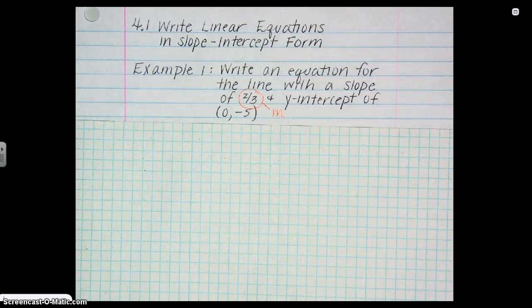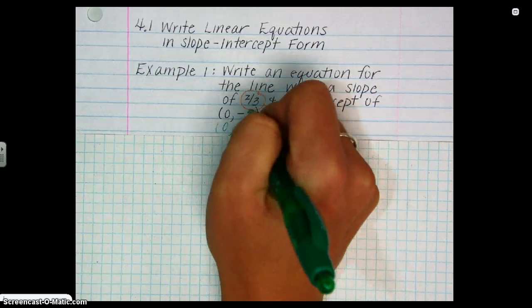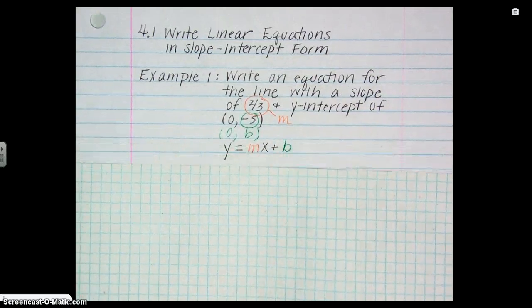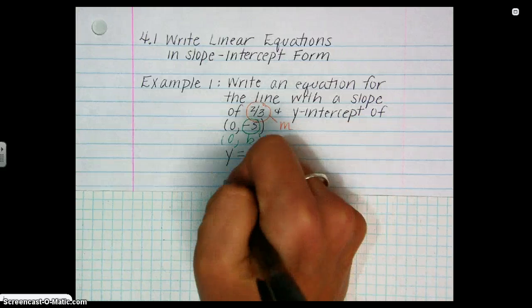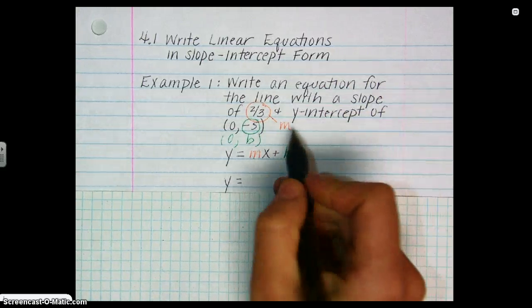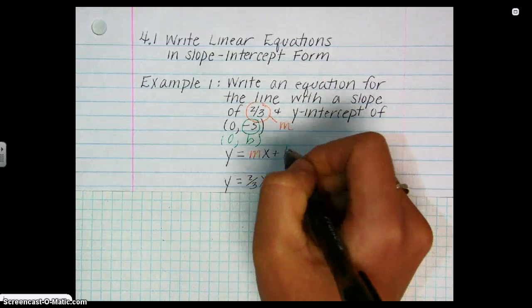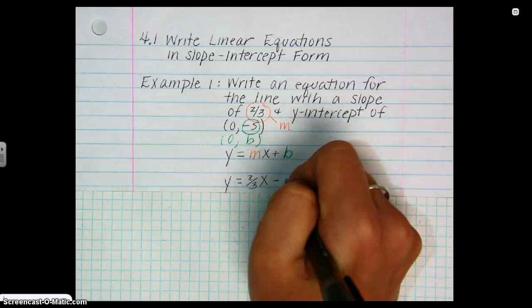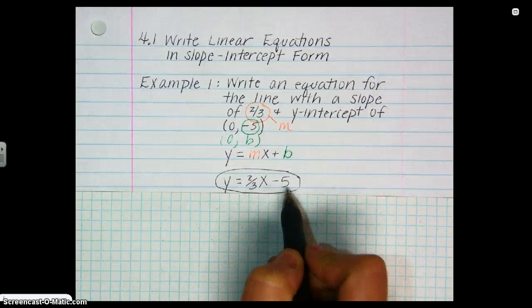And then we're also given the y-intercept, 0, negative 5. So that's 0, comma b. So technically this negative 5 is the b. So all we need to do is take the form y equals mx plus b and plug those values into the equation. So we have y equals, our m is 2/3, so we plug that in for m, x, and then plus b. Because b is negative, plus negative 5 is the same as minus 5. And so that would be the equation of the line with a slope of 2/3 and y-intercept of negative 5.